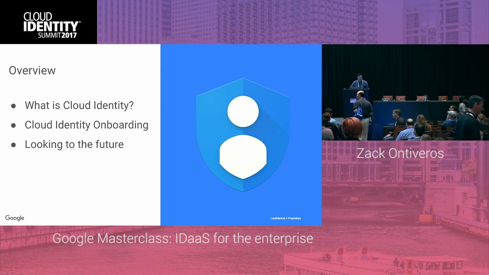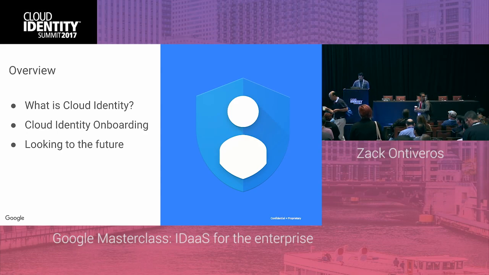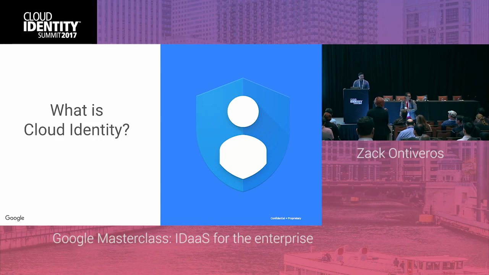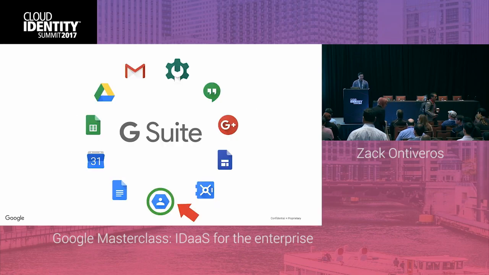So we can get started with what is cloud identity. And if you're a G Suite customer, you actually use cloud identity every day today already. Cloud identity is the identity management features that we have inside of G Suite. So this is your directory, this is your APIs, this is your SSO, your MFA, everything that you're using today to secure your online G Suite identities.